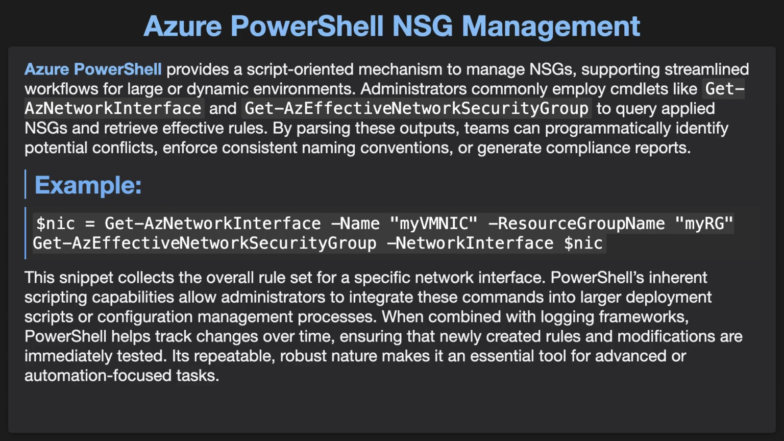For example, in PowerShell: $nic = Get-AzNetworkInterface -Name MyVMNIC -ResourceGroupName MyRG | Get-AzEffectiveNetworkSecurityGroup -NetworkInterface $nic. This snippet collects the overall rule set for a specific network interface. PowerShell's inherent scripting capabilities allow administrators to integrate these commands into larger deployment scripts or configuration management processes. When combined with logging frameworks, PowerShell helps track changes over time, ensuring that newly created rules and modifications are immediately tested. Its repeatable, robust nature makes it an essential tool for advanced or automation-focused tasks.